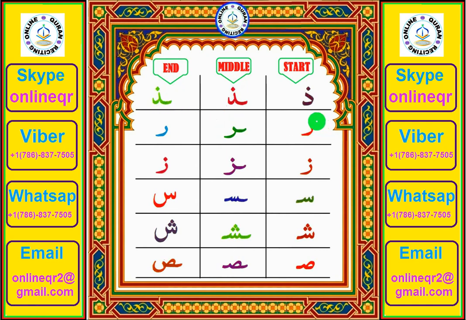This is raw. When it is used in a sentence, this is the shape of start. In the middle, like this, and in the last, the shape of raw, like this.